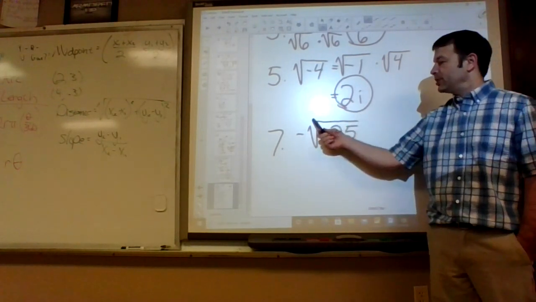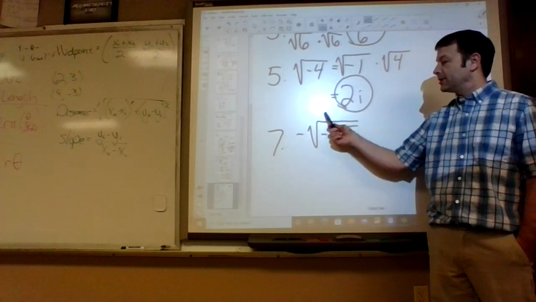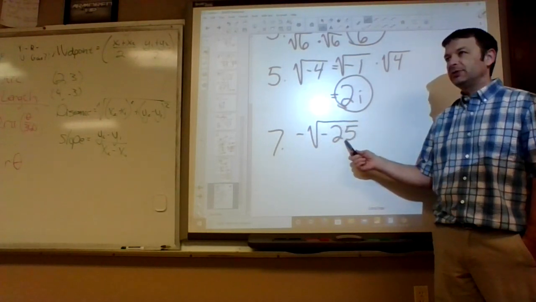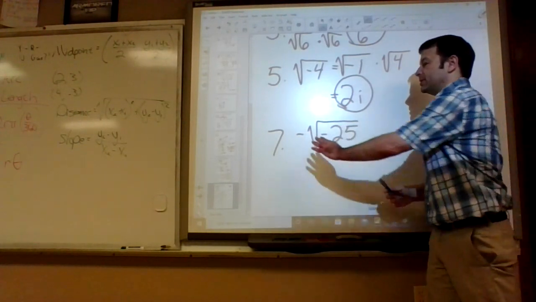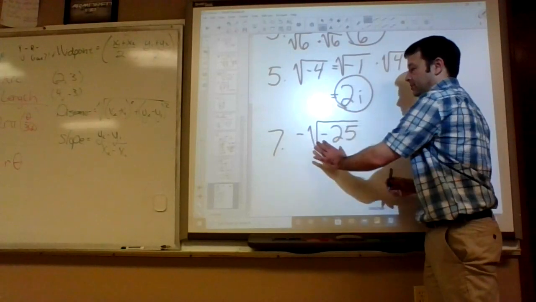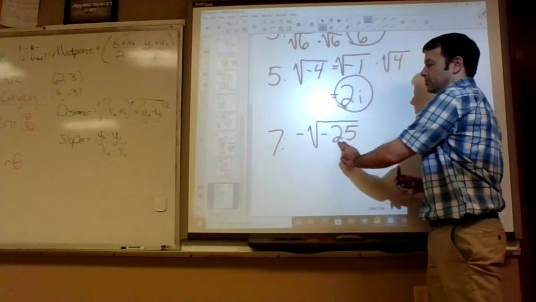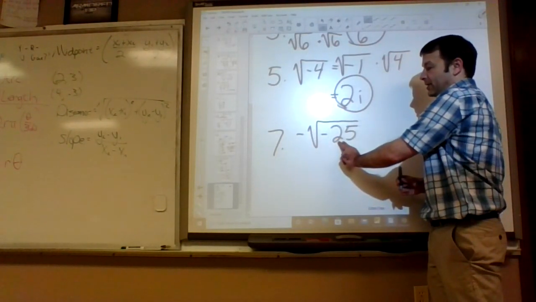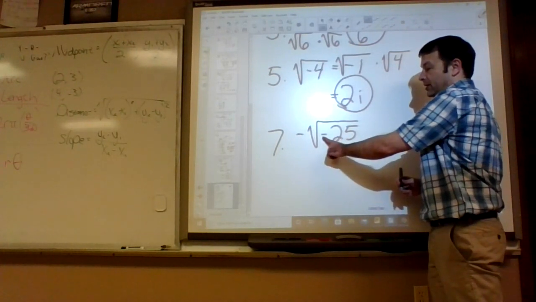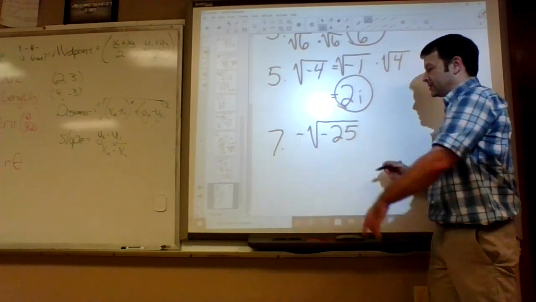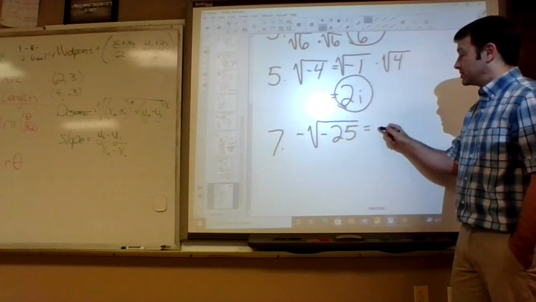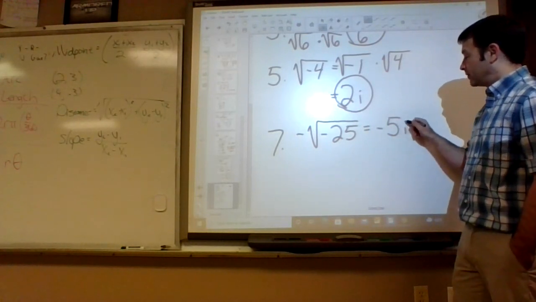Alright, what's square root of negative 25 going to be, you think? Okay, forget this negative for a second, just negative 1. It'll be 5i. Right, square root of 25 is 5, so this will be 5i. The negative is still out there though, so altogether this is negative 5i.